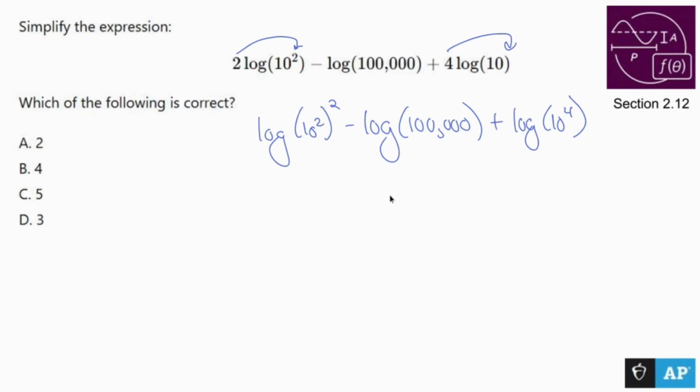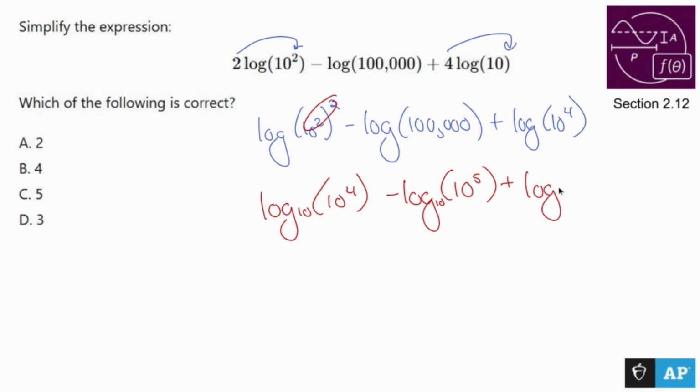All right, let's do this. I know this is log base 10. So let's write all of these as if they're numbers with base 10. So 10 squared squared means you multiply the exponents. That gets me 10 to the fourth power. Minus log base 10, that's 5 zeros, so that's 10 to the fifth. Plus, and this is already good for us, log base 10 of 10 to the fourth power.